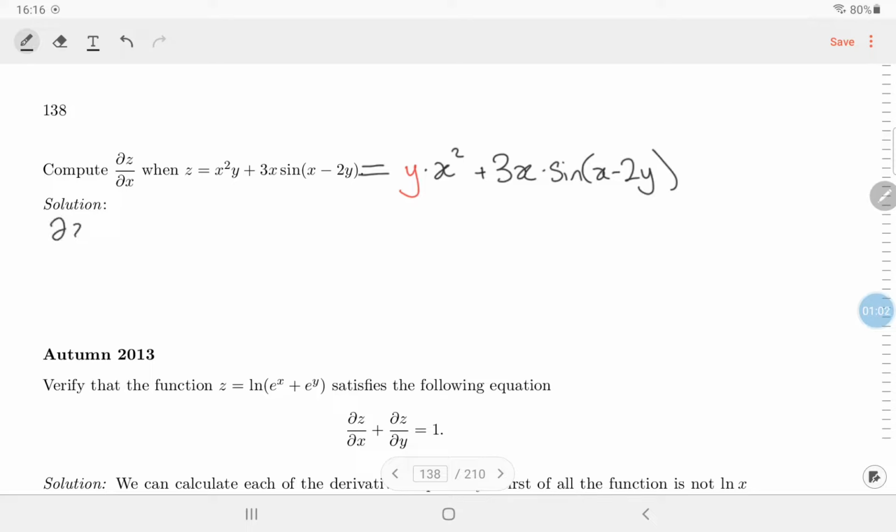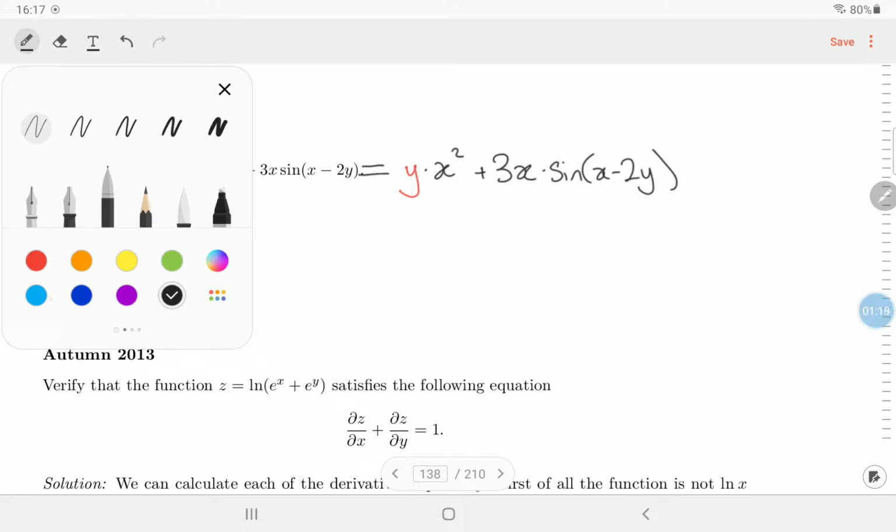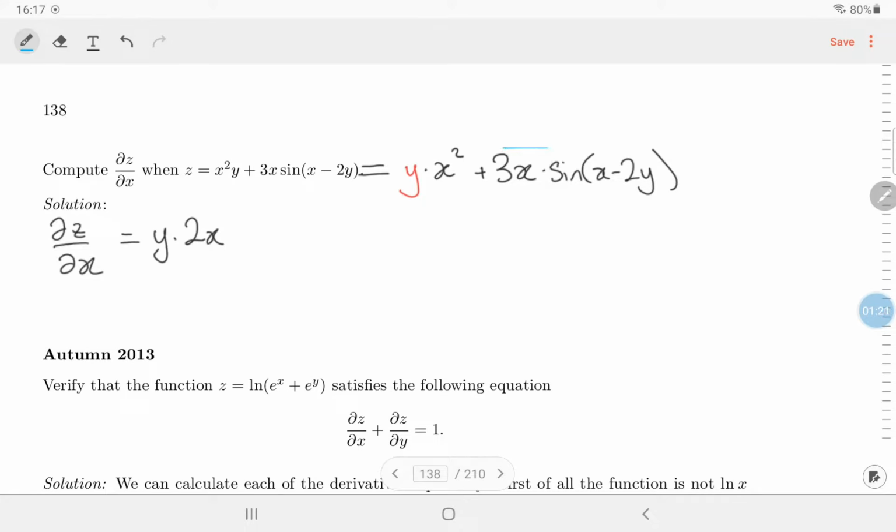The partial derivative of z with respect to x. So I have a sum of two terms, yx squared plus this other term, and to differentiate them, I do term by term, fixing constants. So the constant in the first one is y, fix that, and the derivative of x squared is 2x. Now for the second thing, it's two things multiplied together. And therefore I'm going to use the product rule.